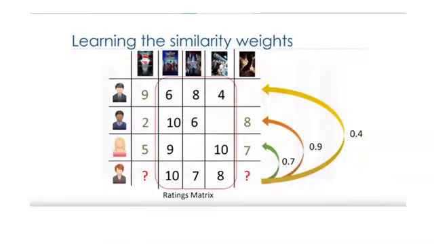Now let's suppose this particular user has been selected as the input user. So this lady will be mapped, and we will find the similar users with this new user. For this user the similarity score is 0.7, with this particular user it's 0.9, and with this particular user it's 0.4. So these are the similarity weights.